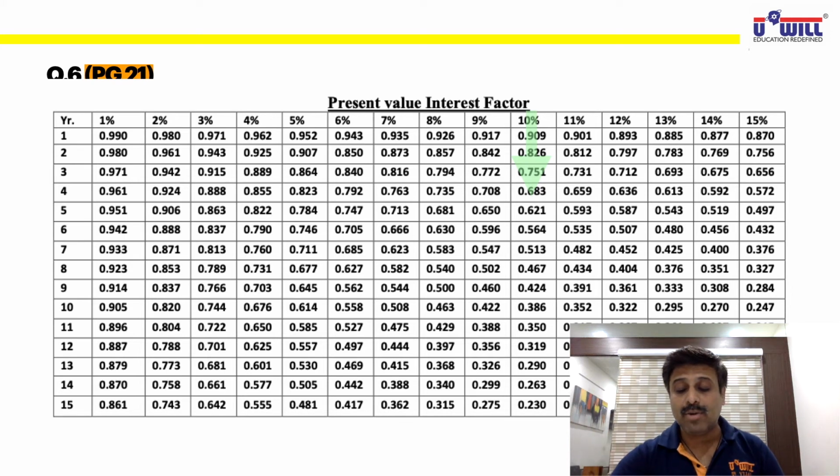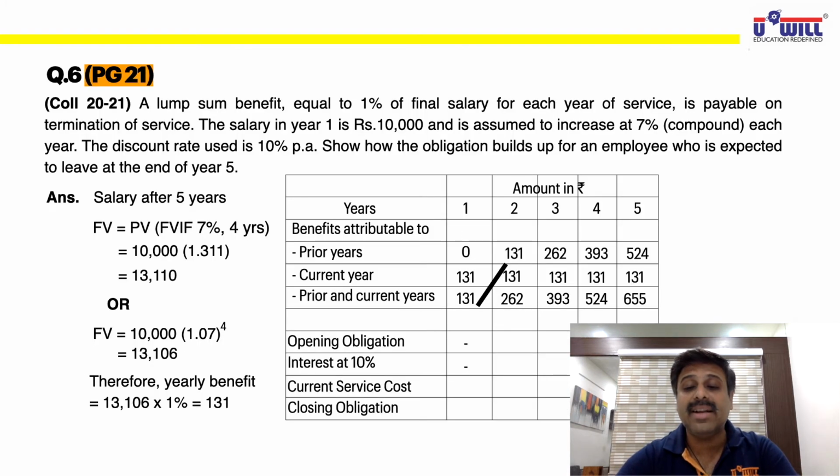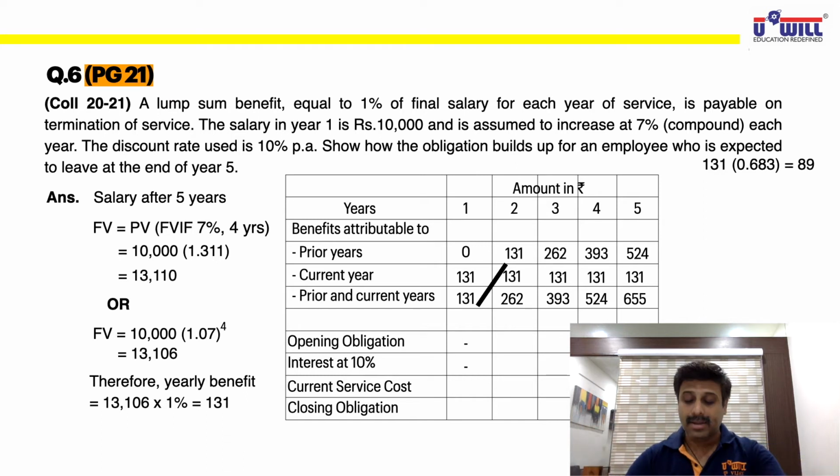So what amount will we have to invest for 4 years? See, 10% and 4 years, where do they intersect? Can you all see 0.683? So if you need 131 rupees after 4 years, 131 into 0.683, what is its today's value? 89. All of you check in calculator.